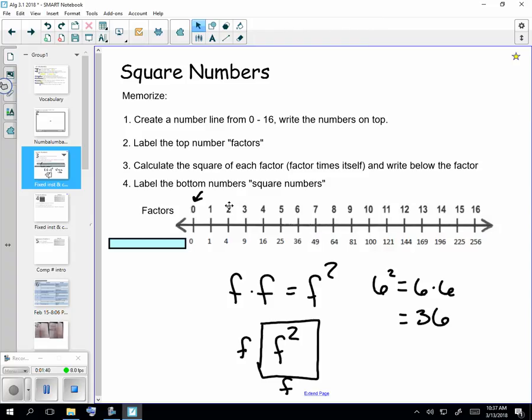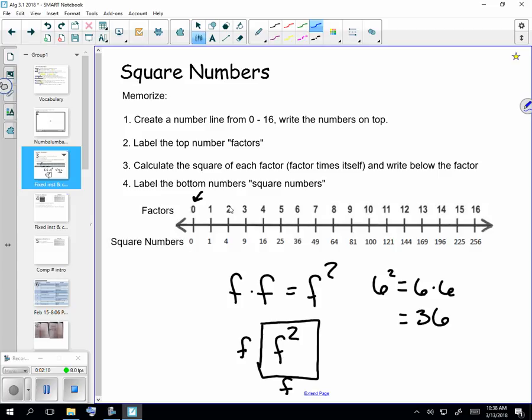Did you get 7 squared is 49, 8 squared is 64, 9 squared is 81, 10 squared is 100, 11 squared is 121, 12 squared is 144, 13 squared is 169, 14 squared is 196, 15 squared is 225, and 16 squared is 256. Step 4 is to label each of these square numbers.